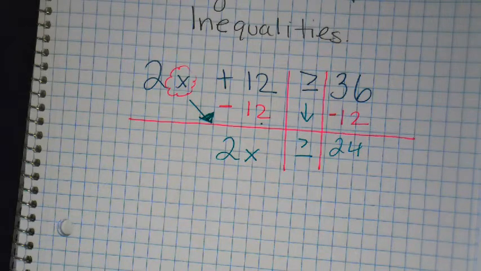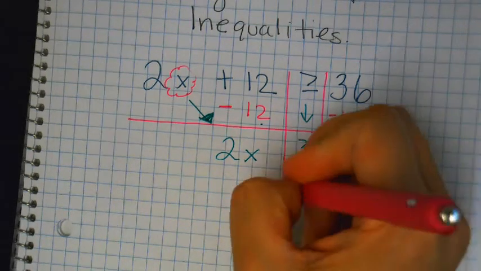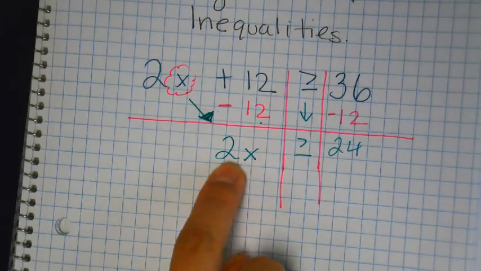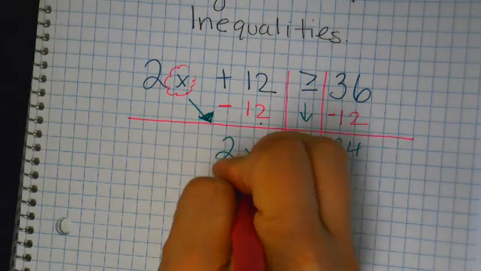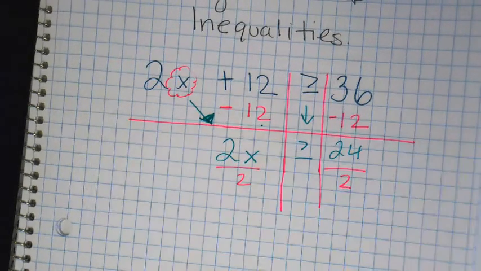Now, I want x by itself. What's the next step? Put the 2 down. Divide. Mathematically, I have to divide. Since it's together, and we know when it's together, it means multiplication, you have to do the opposite. So you have to divide by 2, divide by 2.